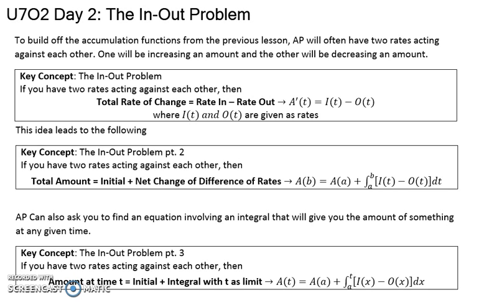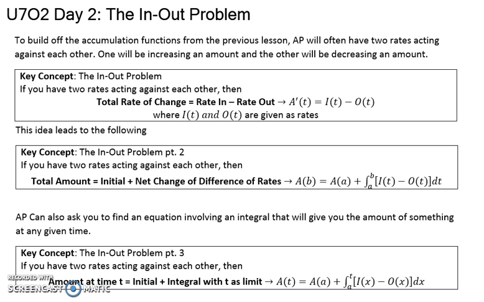Alright, in this video we're going to talk about Unit 7, Objective 2, Day 2, the in-out problem. This builds off the accumulation function that we looked at yesterday, except this is going to be a special problem where you have two different rates acting against each other. One rate's going to be increasing and the other rate's going to be decreasing a certain amount.